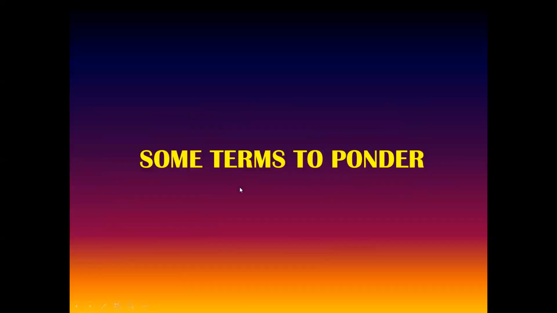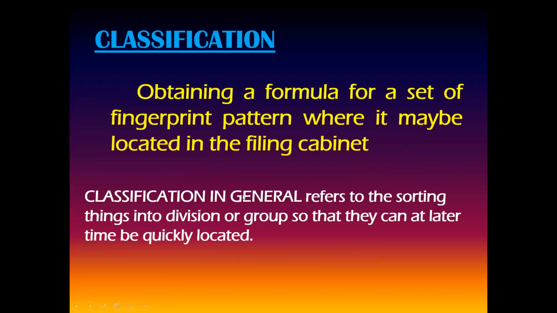So, some important terms to remember. These are basically being asked in our board examination. The first one is the word classification. Classification, as a general term, is the process of grouping things into groups or divisions so that you could easily locate them. There's no problem as far as names are concerned because you can arrange them alphabetically, and if you arrange the names alphabetically, that is basically an example of classification.